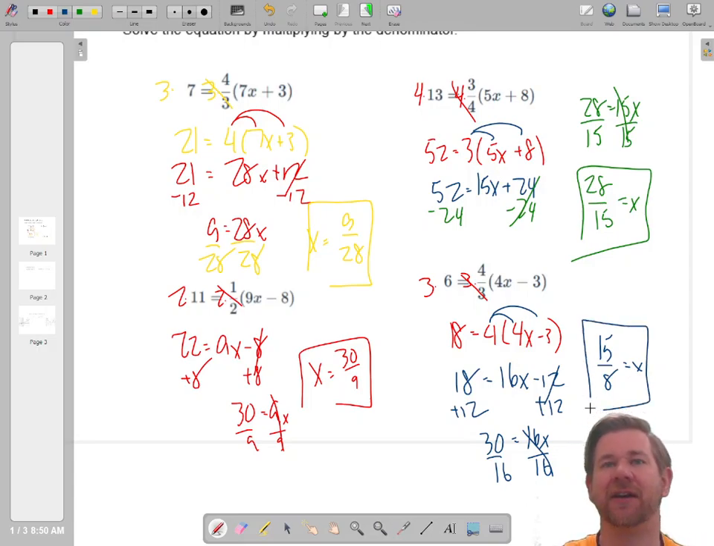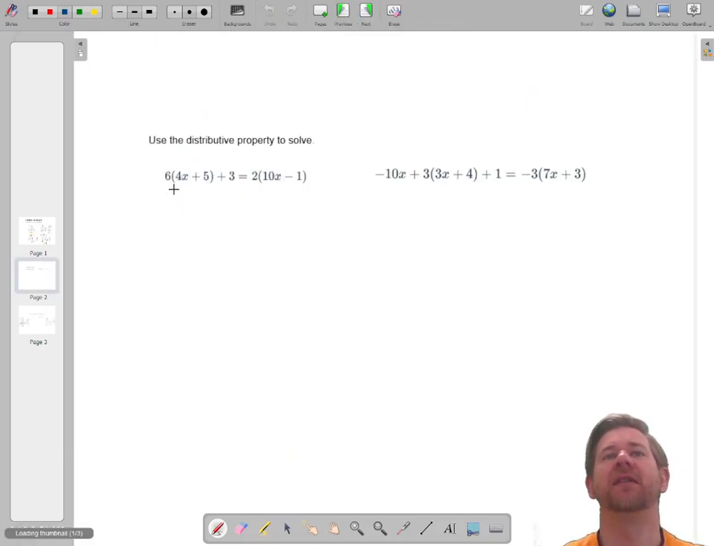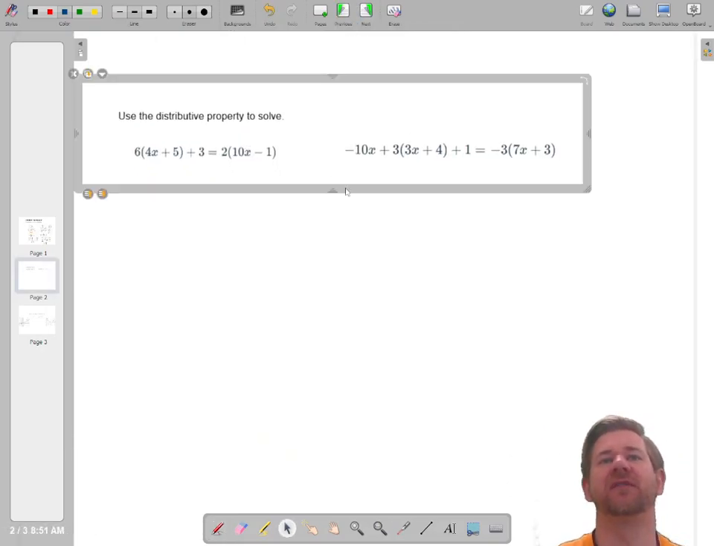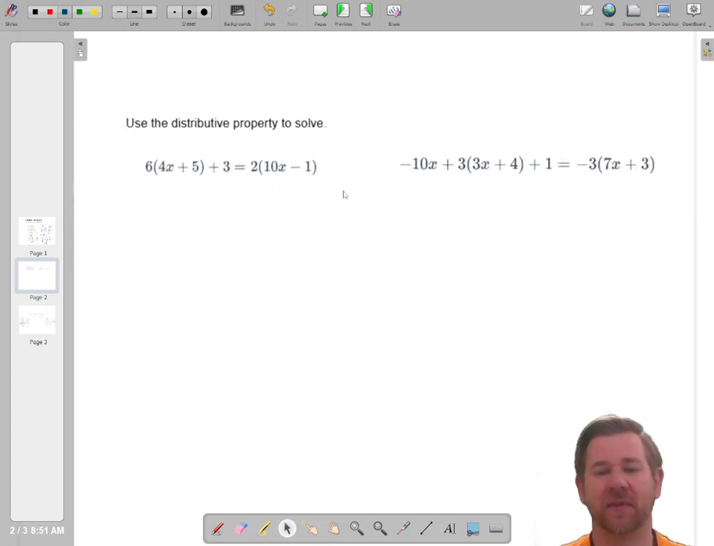But the main thing here is, the step that is important and valuable is clear that denominator out. That way, this is much more easy to deal with. But after that, they're pretty straightforward. So let's try a couple more now. These use the distributive property to solve, so there's no fractions or anything. You just got to distribute and move everything to one side.